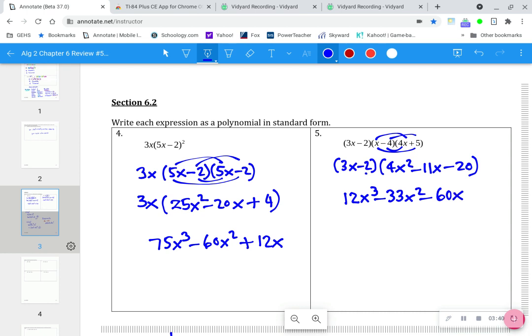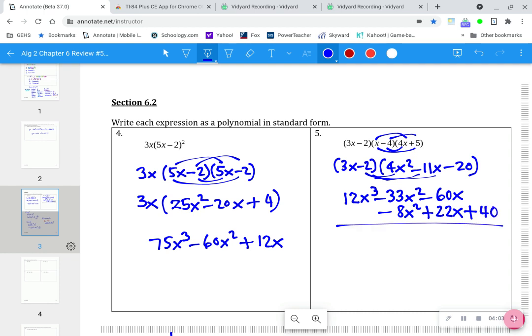And then you do the same with the negative 2 here. You distribute it all the way down. So it's going to be negative 8x squared. Please notice that I'm combining my like terms or lining them up. And then negative 2 times negative 11x is plus 22x. And finally, negative 2 times negative 20 is plus 40.